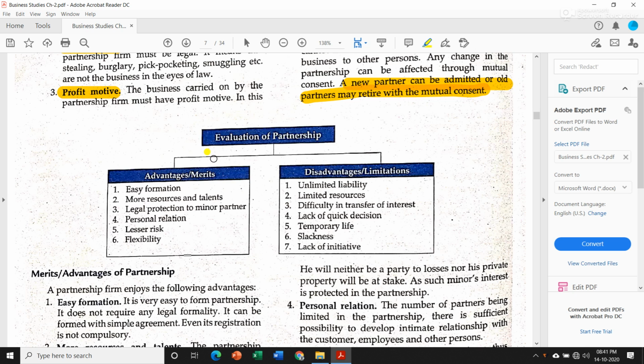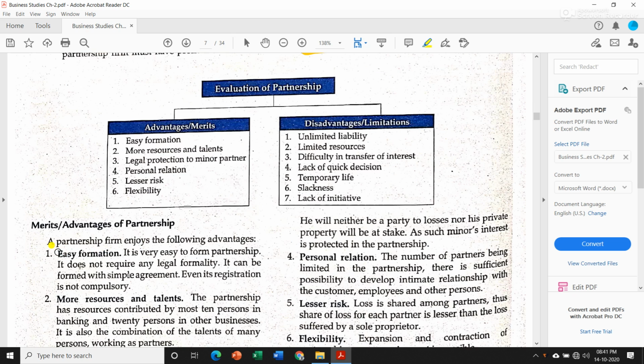Now let us see advantages. Advantages first, let us evaluate that. The first one is easy formation. It is very easy to form a partnership.